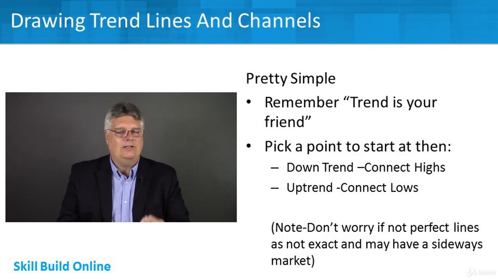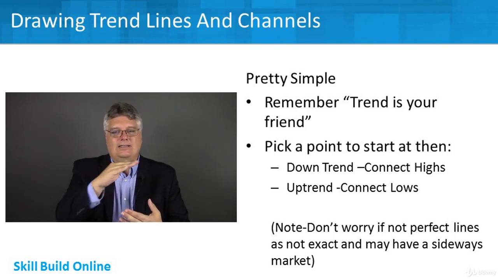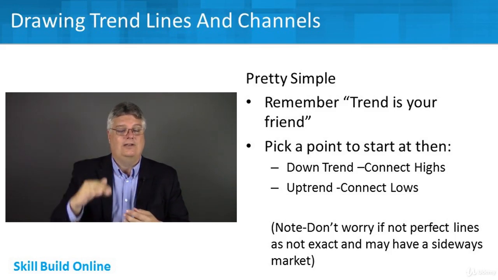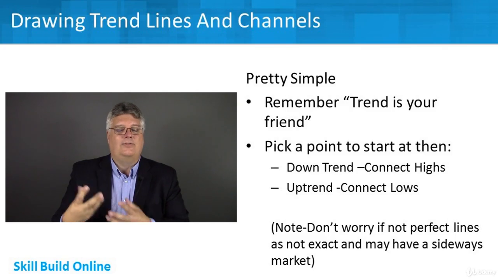And you want to pick a point to start at, and you want to draw these, connecting these lines to draw downtrends and uptrends, right? So a downtrend, you're basically connecting all the highs and seeing if the trend's going down. In an uptrend, you're connecting the lows and seeing if you're trending up by looking at these trends.